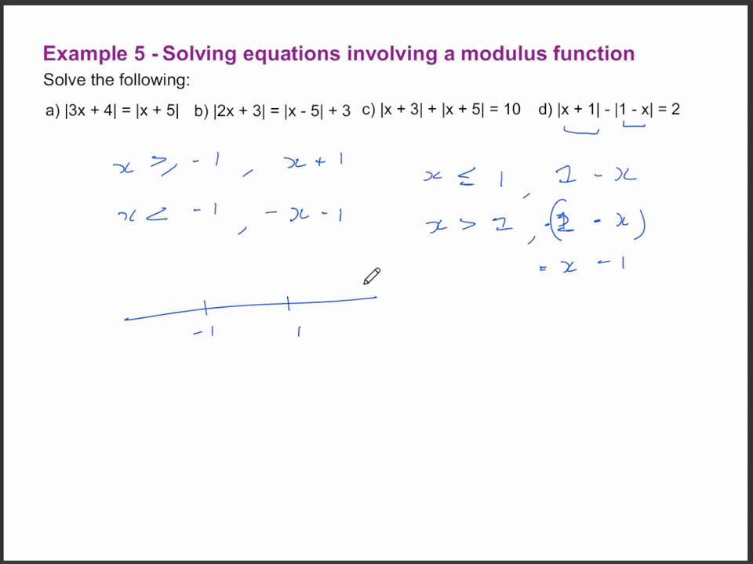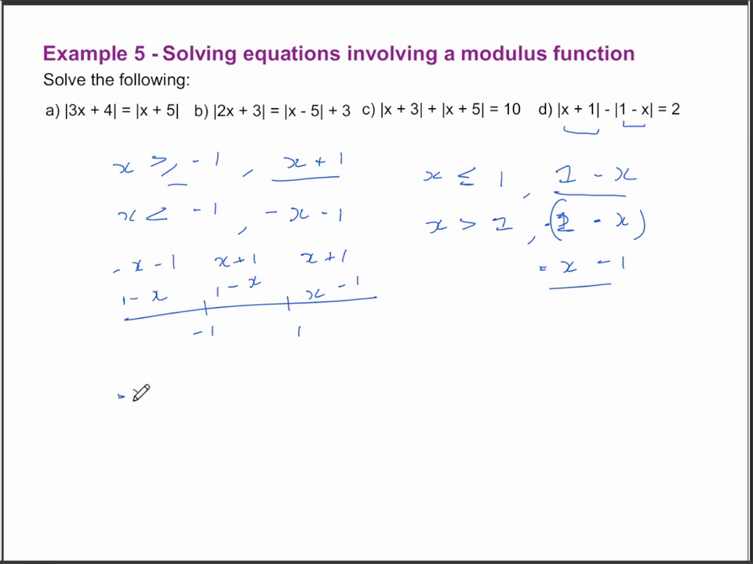And when x is greater than 1, you have these two: x plus 1 for the first one and x minus 1 for the second one. When x is between negative 1 and 1, you have 1 minus x and x plus 1. When x is less than negative 1, we have negative x minus 1, and we have 1 minus x as well. So we have these three options.